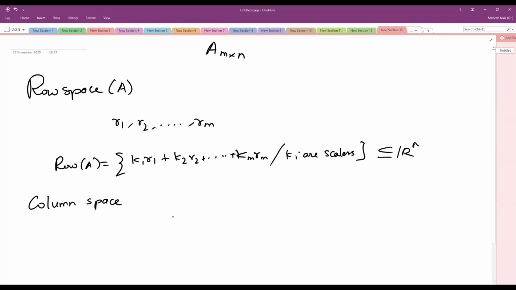Column space would be a subspace of Rm. The transpose of the column space will be a subspace of Rm.